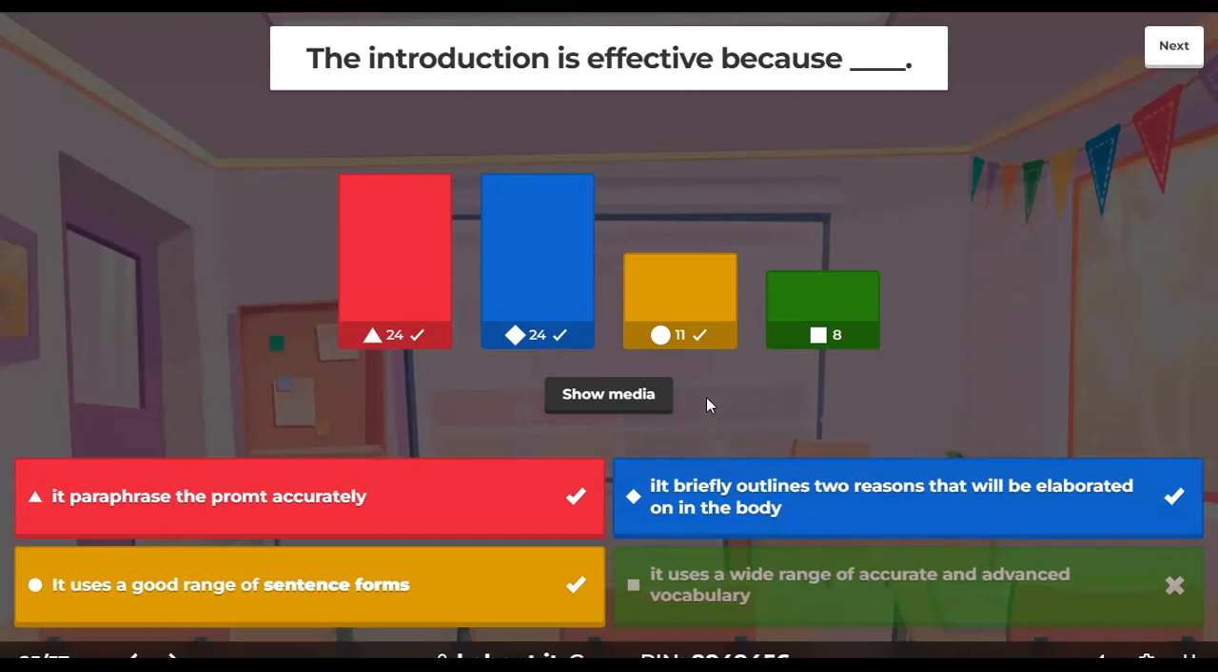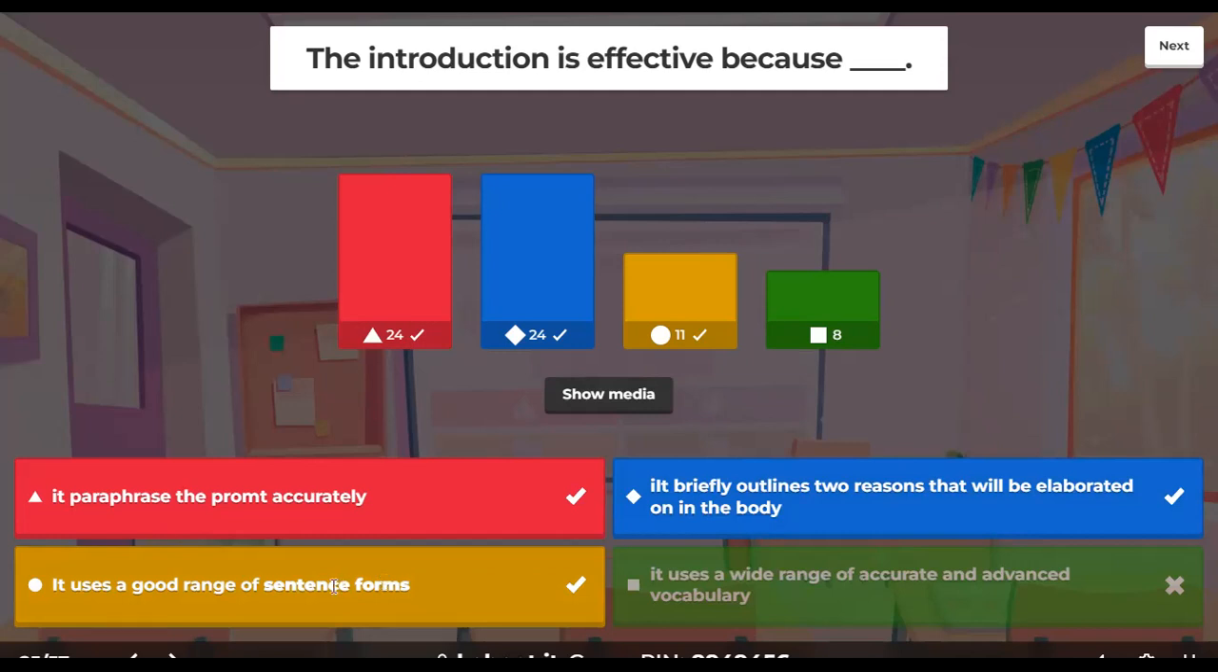Okay, so I know from the introduction what the writer is going to write about. There is no need to tell me, I'm going to do this. Do it, and I will read whether it's okay or not. Okay, it uses a good range of sentence forms. Yes, most of the sentences, I think there are 3 sentences, and they are all complex.